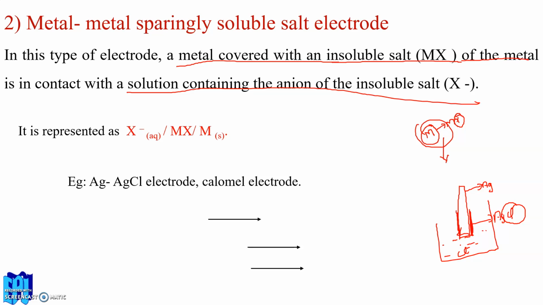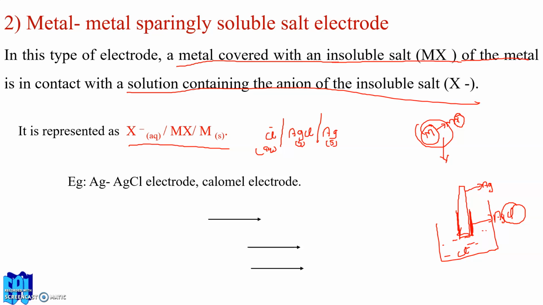This is known as a metal sparingly soluble salt electrode, and it can be represented like this. X minus is the anionic part, MX means the insoluble salt, and M is the metal. So this electrode can be represented like this: Cl minus bar AgCl bar Ag. The Cl minus is in aqueous form, and both AgCl and Ag are in solid form.